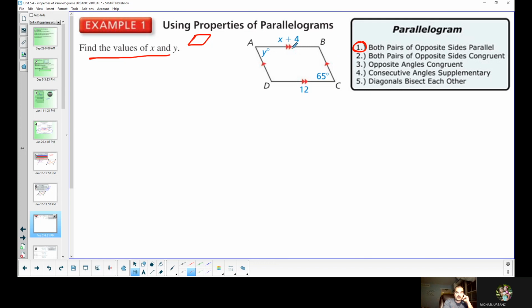So those red markings, even though they're subtle, are actually telling us that we have a parallelogram, which means we can now use all these other properties. So let's look at property 2. Property 2 says that both pairs of opposite sides are congruent.